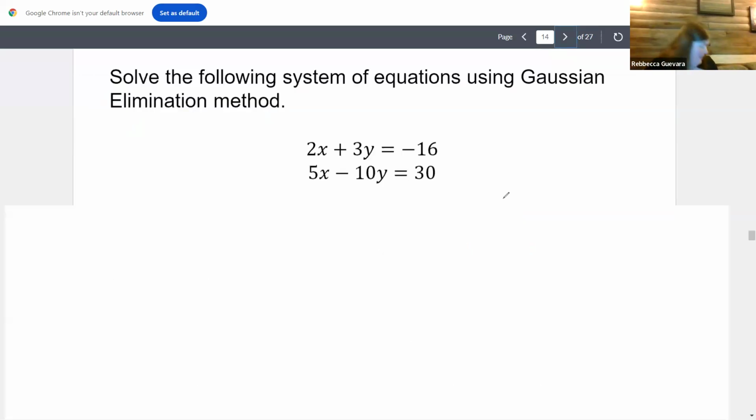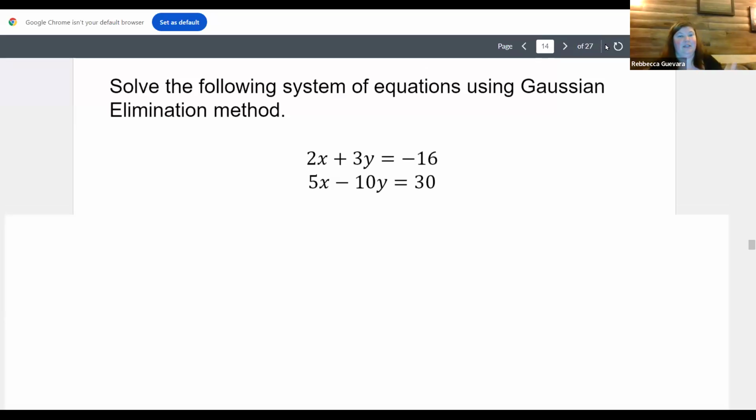All right, so there was a mistake in the PowerPoint in this one, so I'm doing it all right here. So first thing we need to do is rewrite this as a matrix. So we would have the top one would be 2, 3, then I have our line, -16. The next one would be 5, -10, then the 30.